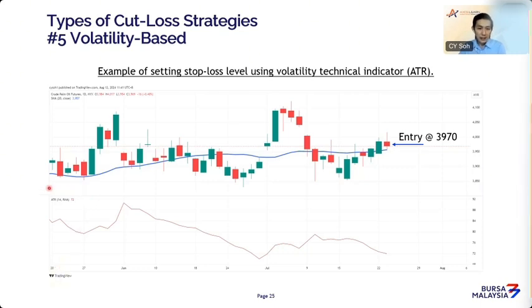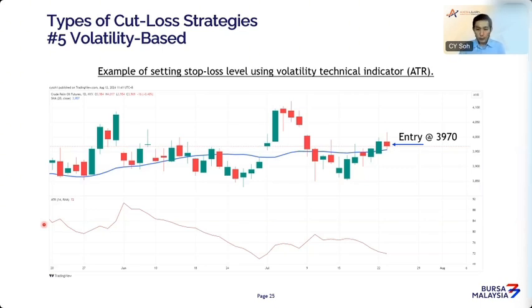In the ATR indicator, it has different parameters. It would be good for you to do back testing. Some trading platforms have their own default parameter of ATR. Some are 14 days, some are 20 days. So you need to back test to find an ATR level that you are comfortable with. In this example, we will be using one-time ATR.